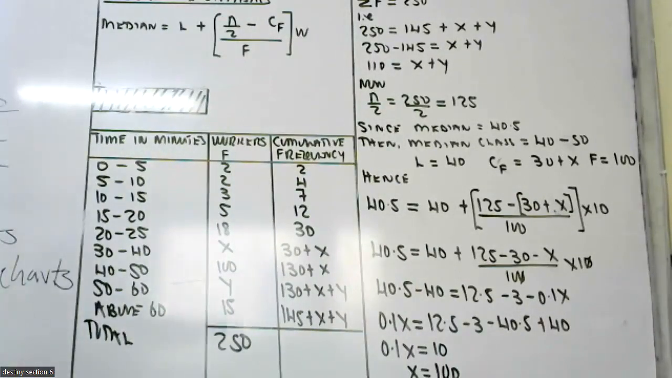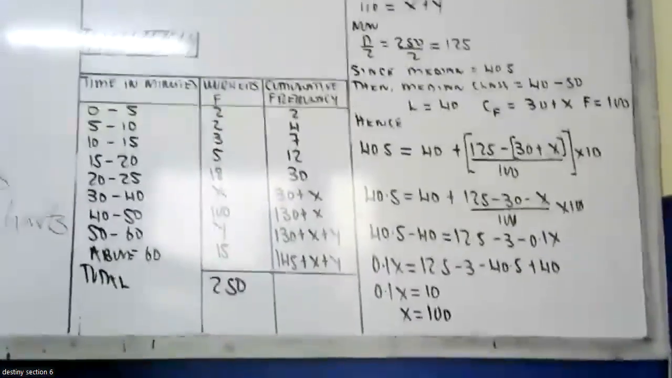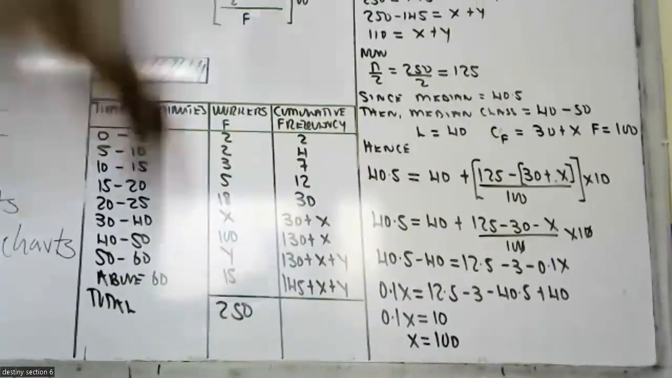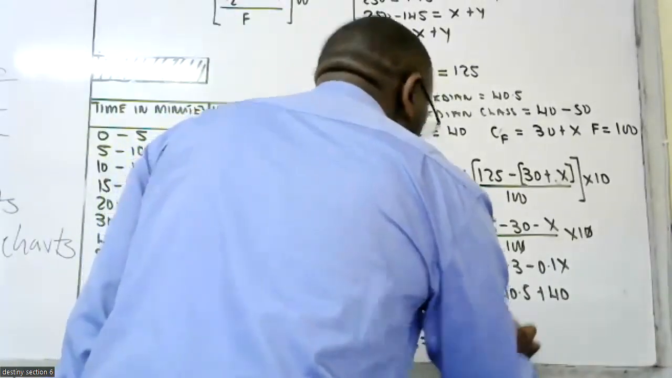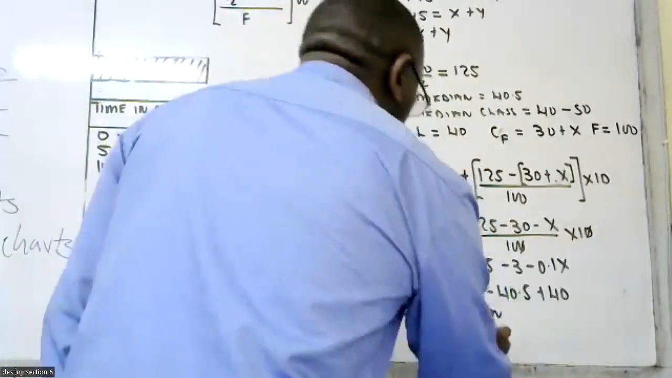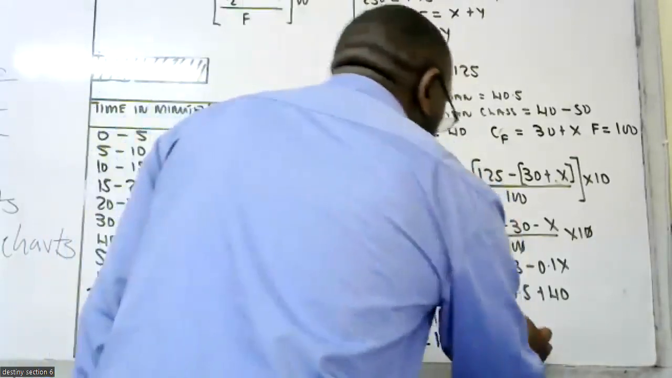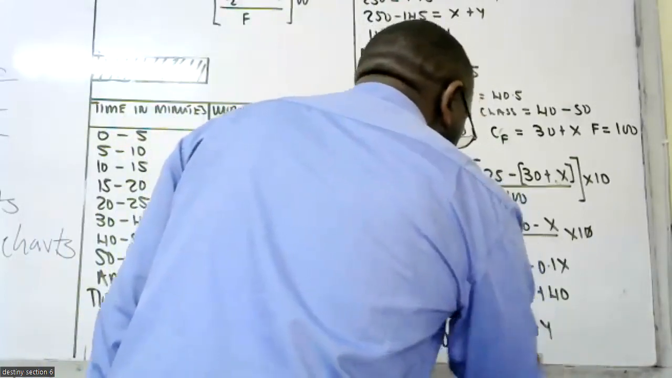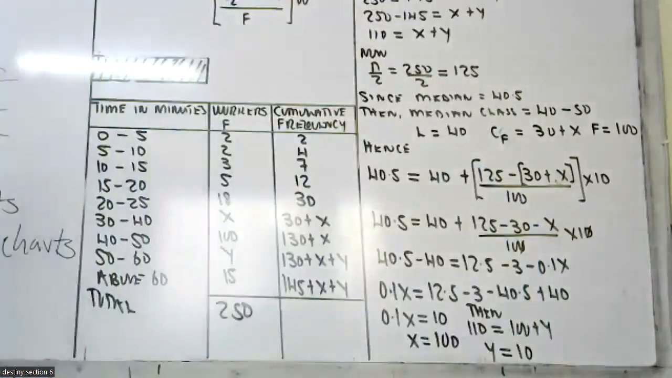And if x is giving me 100, then 110 equals 100 plus y. So y should be 10. So that is how you argue the question.